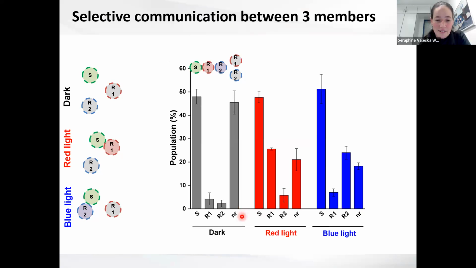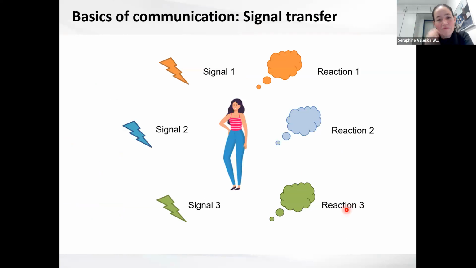In the dark, there is a population of non-responders, so they haven't perceived the signal. On the red light, the receiver 1 population does respond, but not the receiver 2 population. And on the blue light, it's the other way around. The receiver 2 responds to the signal, and the receiver 1 remains silent. So this is a 3-membered population, but there's not just multiple cells, but there can also be multiple signals in an environment, and this should lead to different types of reactions.